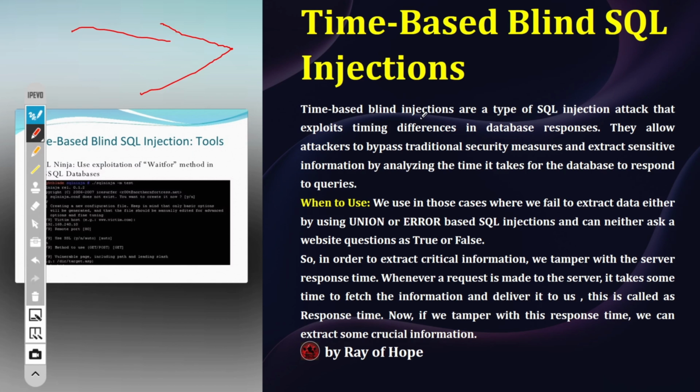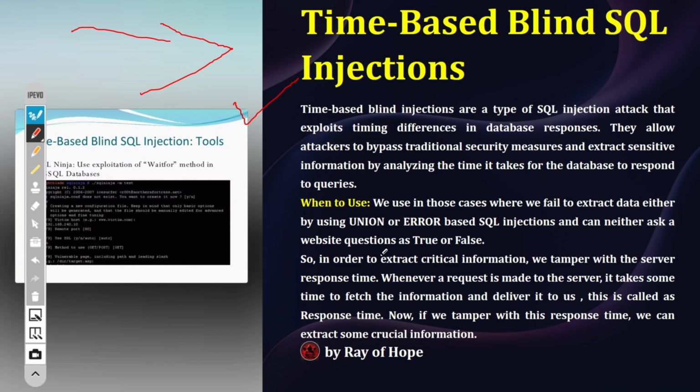Time-based blind injections are a type of SQL injection attack that exploit timing differences in database responses. They allow attackers to bypass traditional security measures and extract sensitive information by analyzing the time it takes for the database to respond to a query. Confused, right? Don't worry, we're going to cover it practically and you will understand it. Now just understand the concept so you can talk about it.